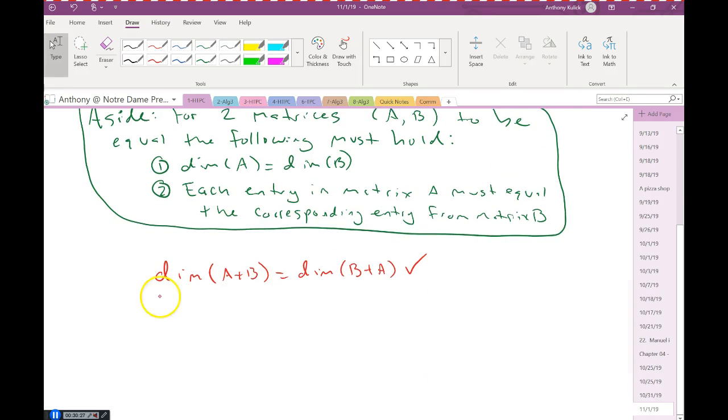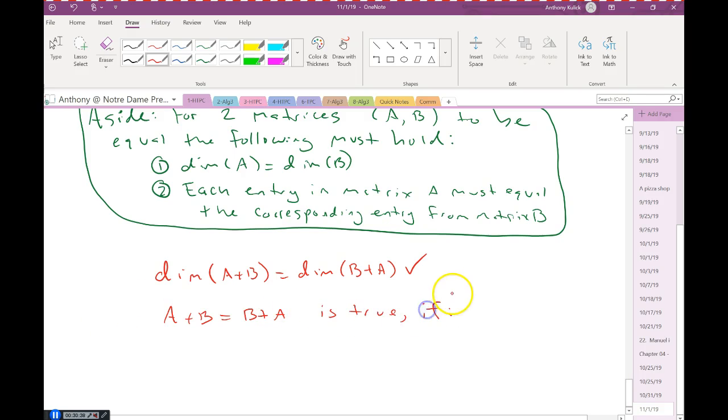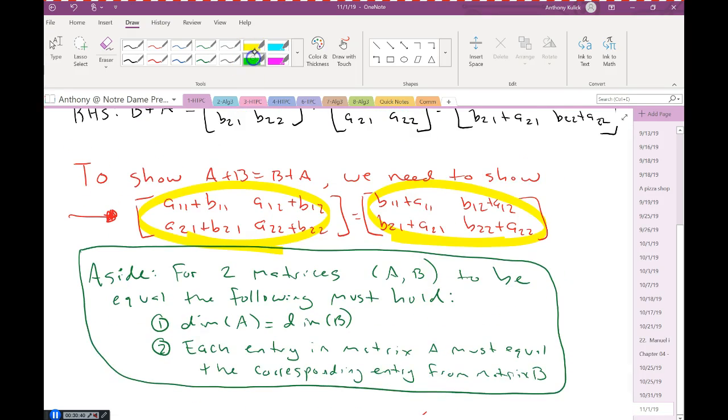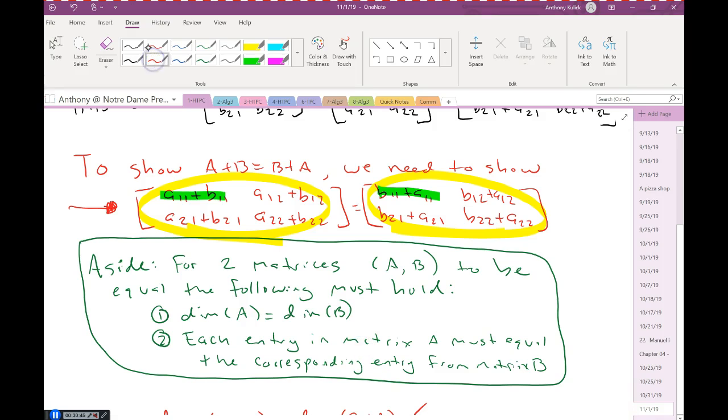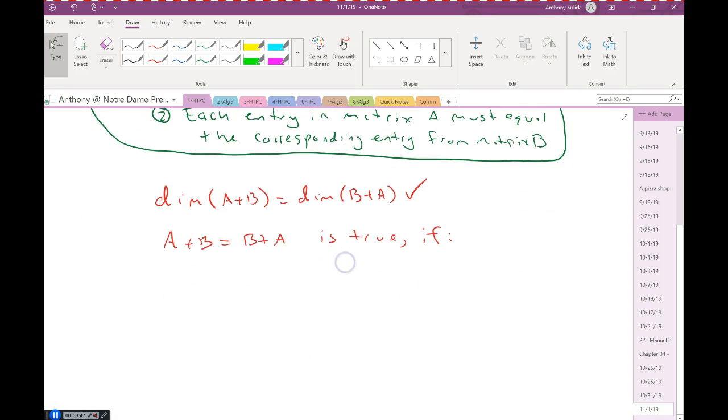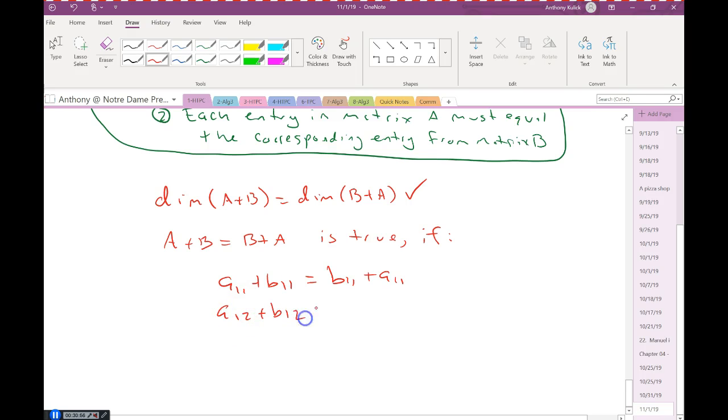So, for A plus B to equal B plus A, this is true if the corresponding elements are equal. So, for example, I'd have to say A11 plus B11 is equal to B11 plus A11, and so on and so forth for each of those entries.